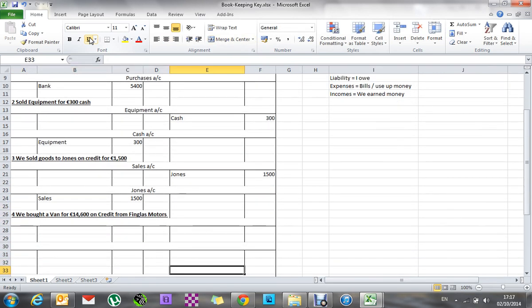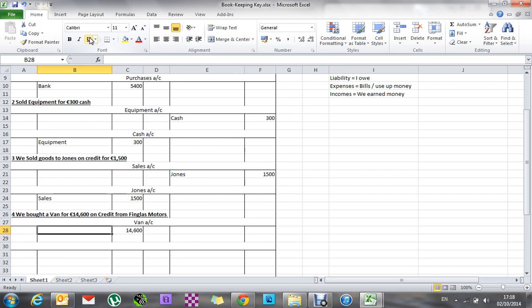And finally, we bought a van, 1,400 on credit from Finglas Motors. Well, we bought something, so that would be purchases, but this isn't something I buy on a regular basis, so it's not purchases, it's going to be van, the thing I bought. And the van is an asset. So I have more asset, so the debit side, I'm sure you've worked out, is the plus side of the van account, and I have more assets, so I have 14,600 there.